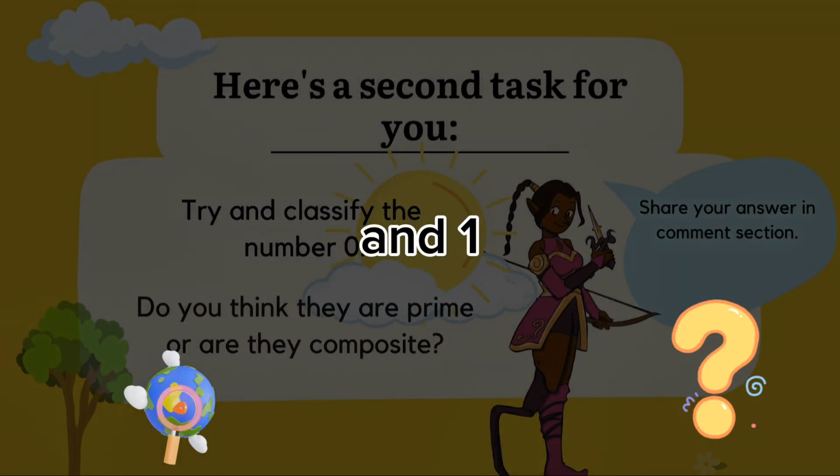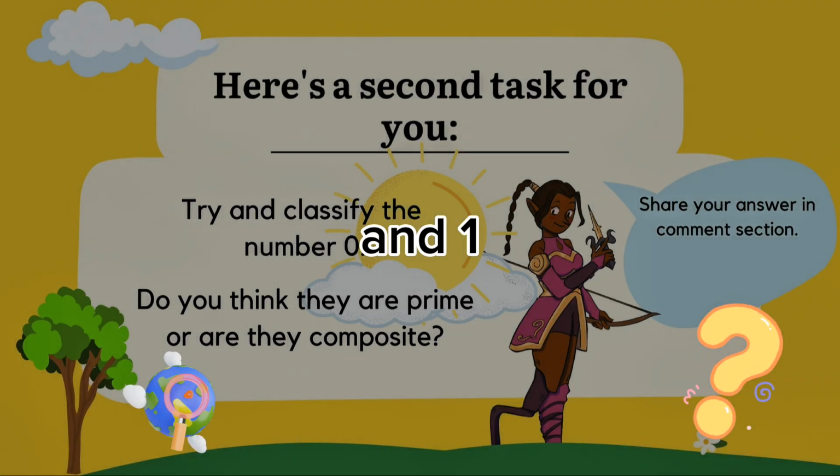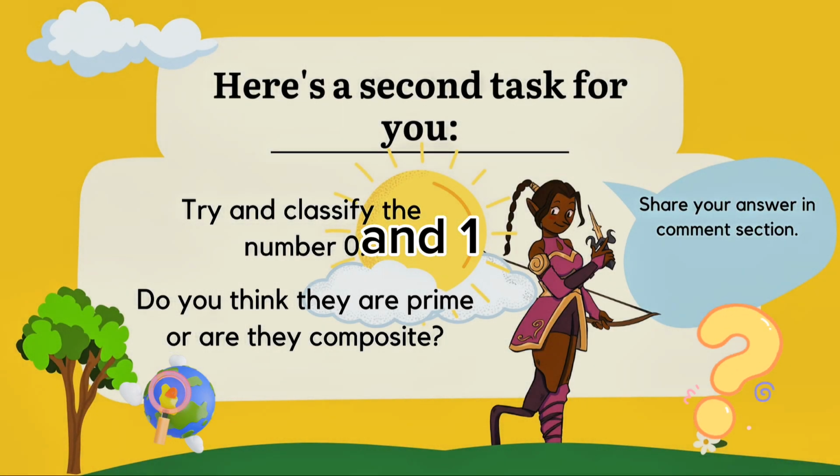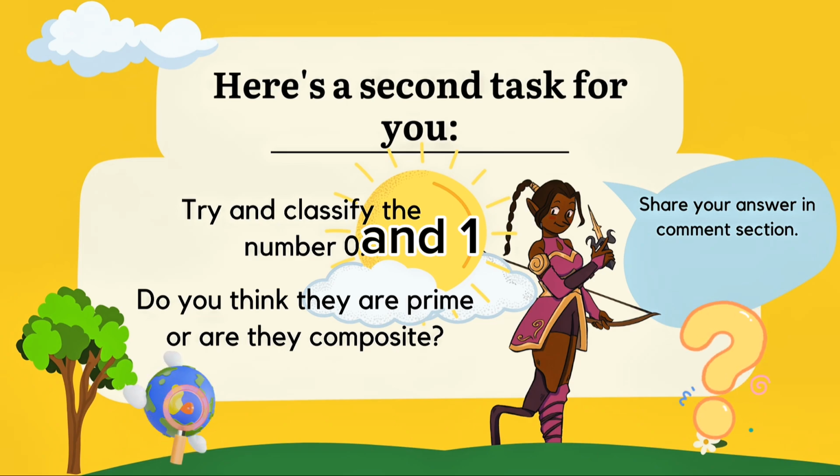Here is the second task for you. Try and classify the numbers 0 and 1. Do you think they are prime or they are composite? Share your answer in the comment section and give permission to your host to leave.